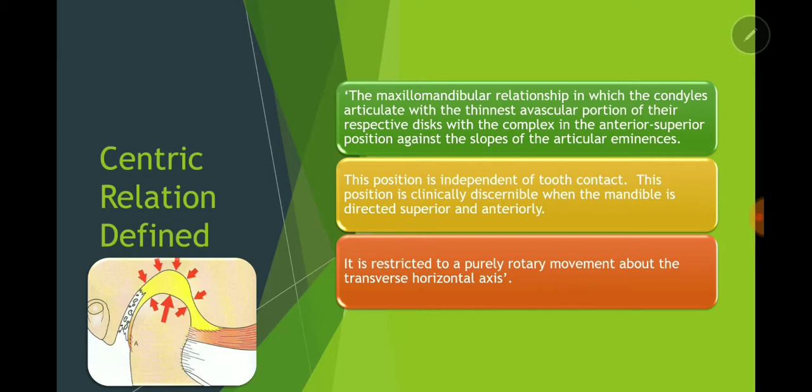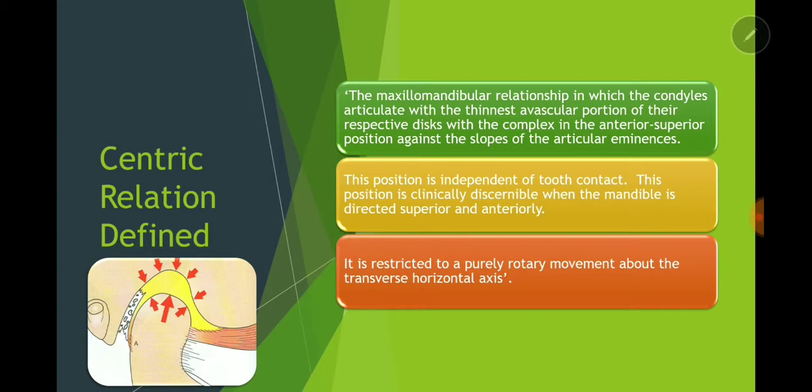Centric relation. What is centric relation? We mentioned it in the previous lecture, so we're not going to dwell too much on this definition here. However, centric relation is a maxillomandibular relationship in which the condyles articulate with the thinnest avascular portion of the respective discs, with the complex in the anterior superior position against the slope of the articular eminence. Again, it's anterior superior against the posterior surface of the articular eminence. And this position is independent of the tooth contact. CR is independent of tooth contact.